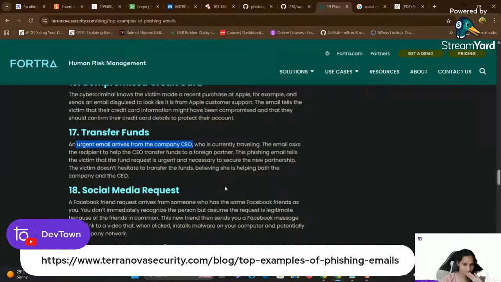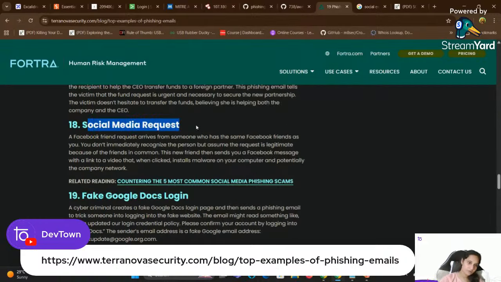Here you can see how this helps you understand whether an email is coming from a particular CEO. You have to look at the header, you have to look at the body structure, you should always check each and everything.